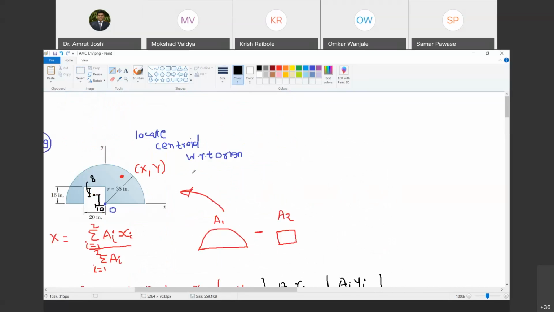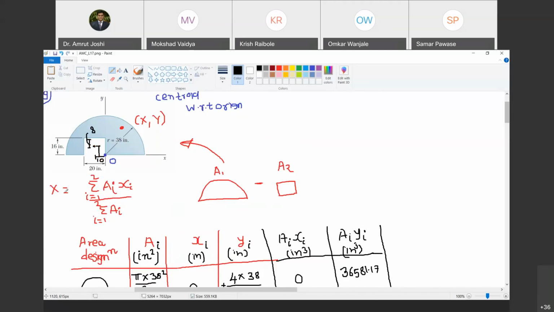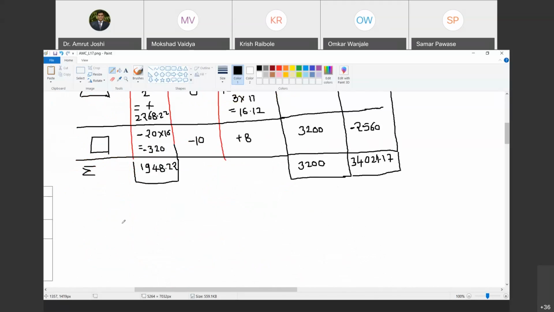Now what is X bar? X bar is summation AiXi upon summation Ai. Are you with me? Yes, sir. X bar is equal to 3200 divided by 1948.22. So tell me how much is that? 1.64 inch.